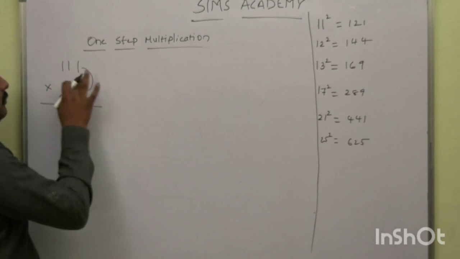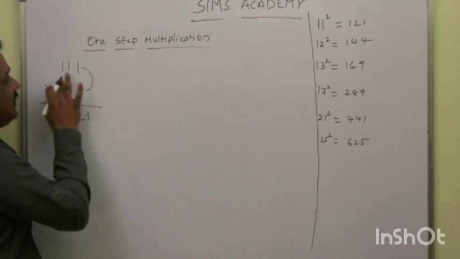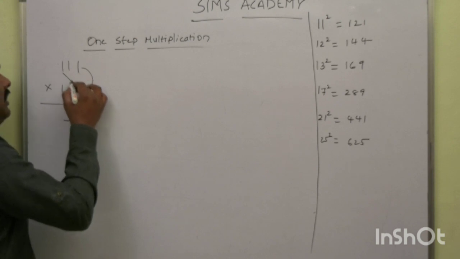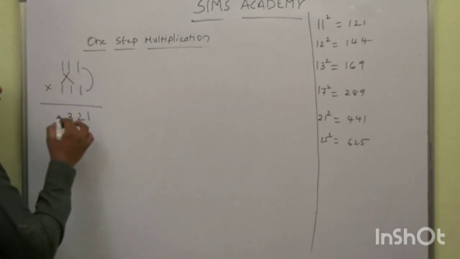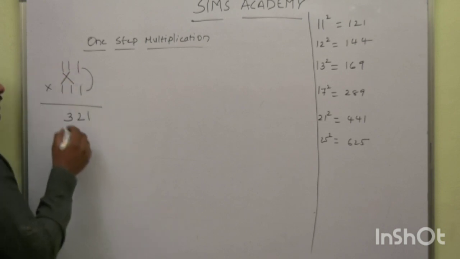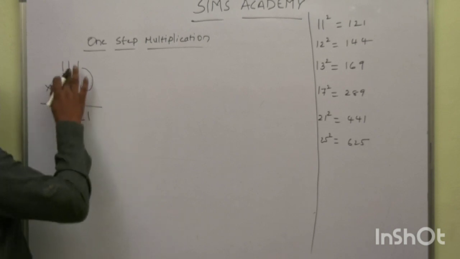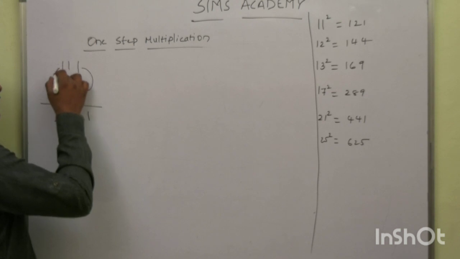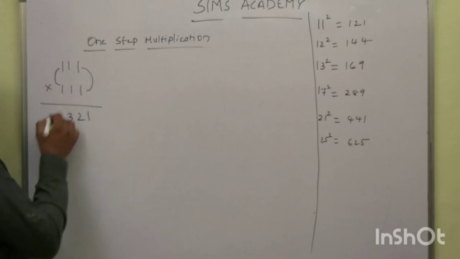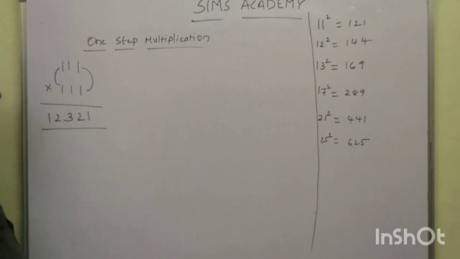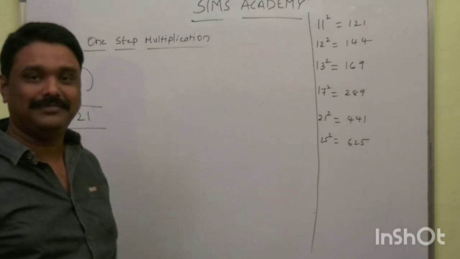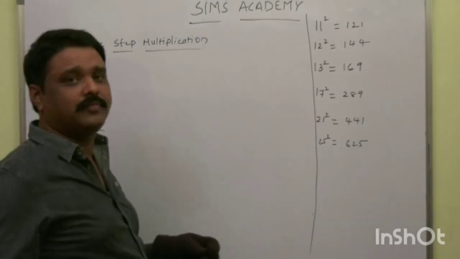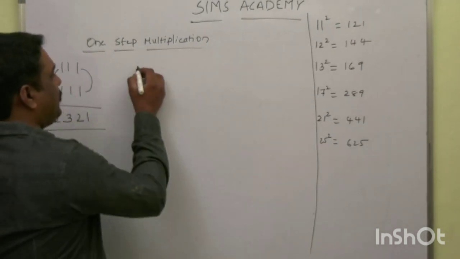After finishing up with these 3, again we should move on to the last 2. 1 into 1, 1 plus 1 into 1, 1, 1 plus 1, it is 2. Next, should move on to the last one. 1 into 1, anyway 1. So 1, 2, 3, 2, 1. Very simple.